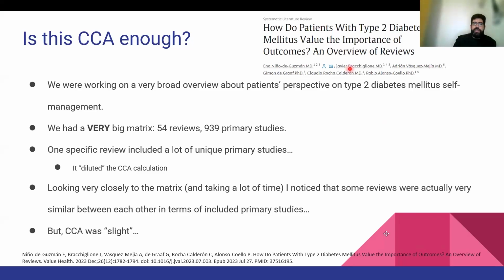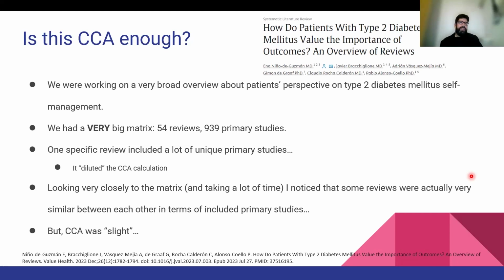And this actually was the story of the beginning of my PhD thesis, because we were working on a very broad overview about patients' perspective on type 2 diabetes self-management. And we had this huge matrix, 54 reviews and more than 900 primary studies. So it was quite big, quite difficult to read, quite difficult to make.